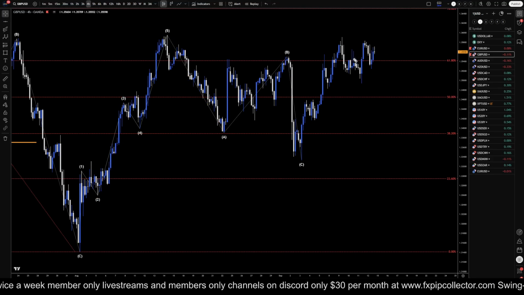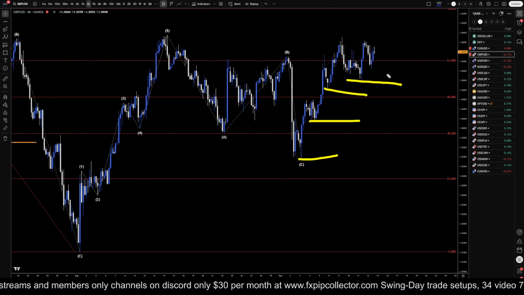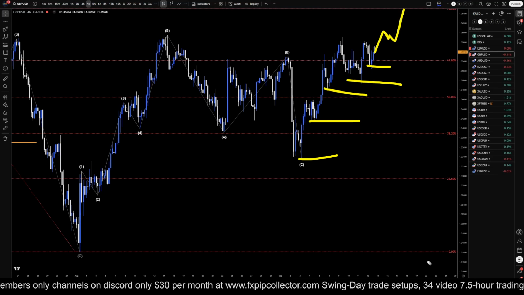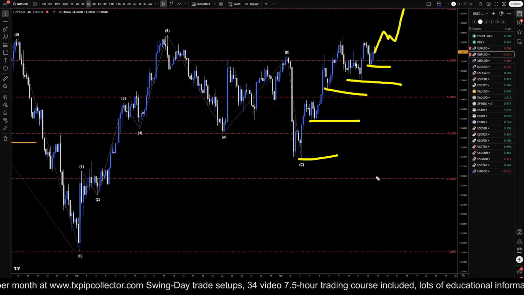If it just keeps on making higher highs, higher lows, which it definitely is, higher low, higher high, higher low, higher high, higher low, and it just keeps on going up, then why fight the trend? The trend is up. The trend is your friend. And the trend is definitely telling you still to continue to look for longs until the trend tells you otherwise.